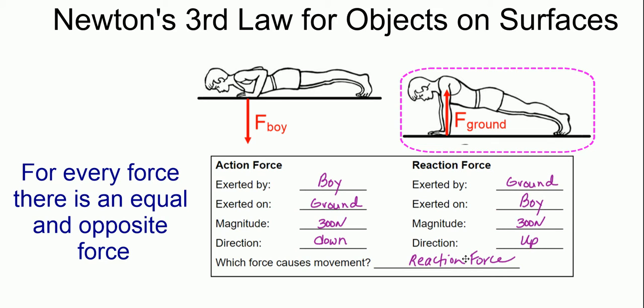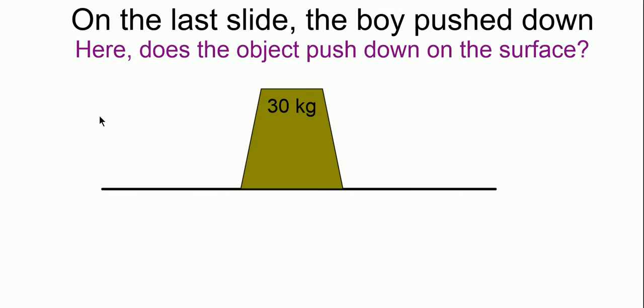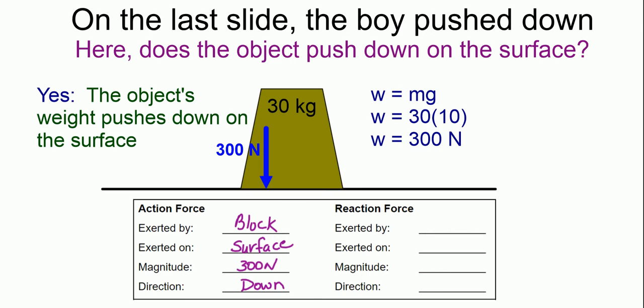Okay. Now, it's slightly different if you just have an object sitting on a surface like this. Not really, but different enough I should mention it. On the last slide, we actually had a boy with his arm actively pushing down, didn't we? And there was a reaction force. There's no such thing here. There's no arm pushing down, nothing. But the question is, does the object push down on the surface? And the answer is yes. It pushes down with its weight. Yes, the object's weight pushes down on the surface.